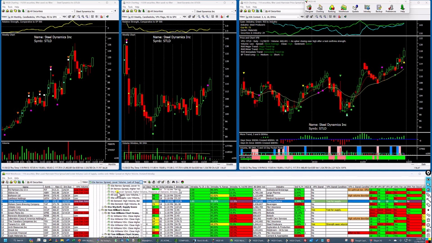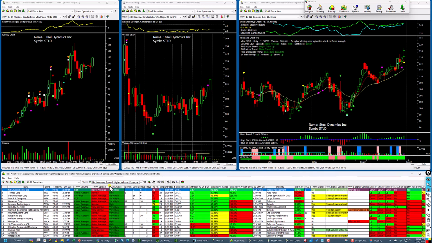Okay, the next one is narrower spread, higher volume. That means there's presence of demand. So this is last night. High volume, spread was narrow, close was very high. So volume would be confirming on this one. Let's just take a look at this.